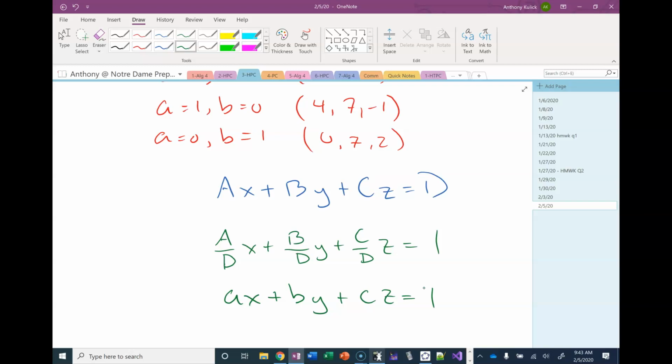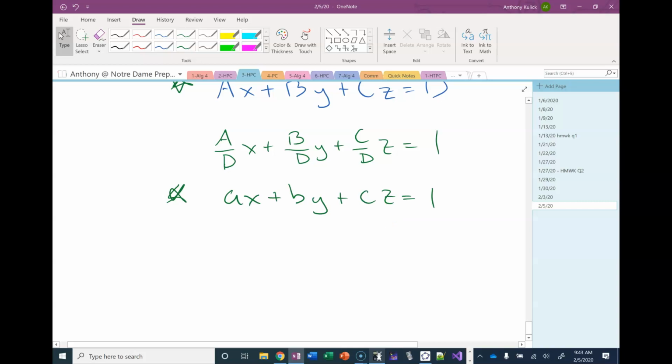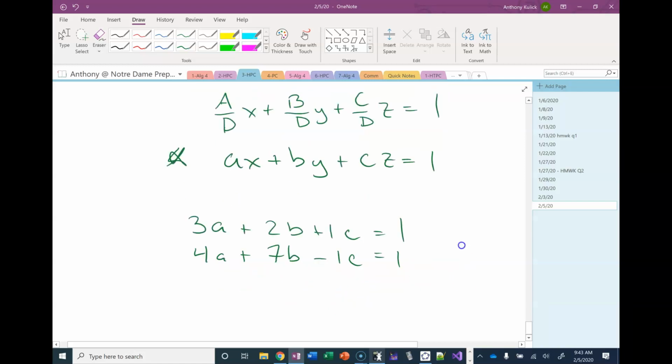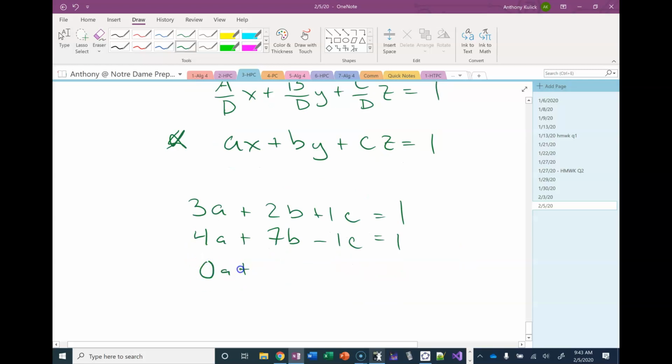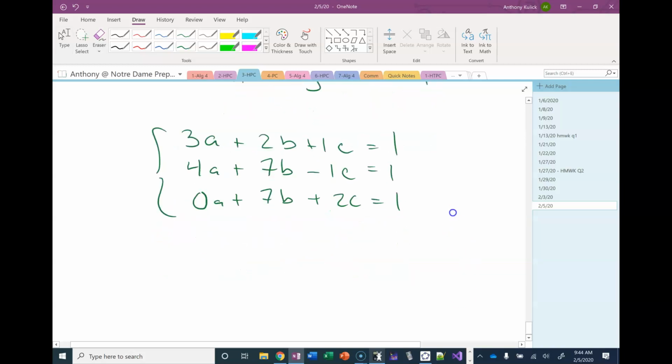So you don't really need to show this work when you're doing it, but I want to explain to you how I went from this form to this form and why we're worried about doing it. Okay? All right. So now, I'm going to use my 3 points to create 3 equations by plugging in the x, y, and z into the appropriate places. So my first point was 3, 2, 1. So I have 3a plus 2b plus 1c is equal to 1. My second point was 4, 7, negative 1. So I have 4a plus 7b minus 1c is equal to 1. And my third point was 0, 7, 2. So that's 0a plus 7b plus 2c equal to 1. So there's my system.